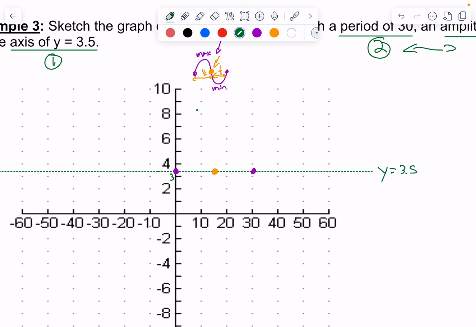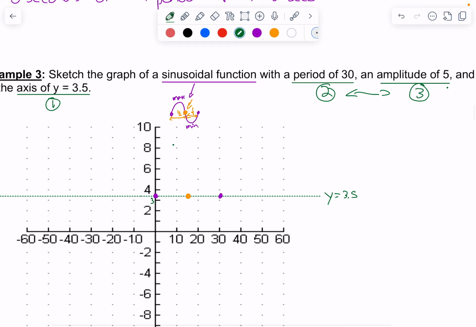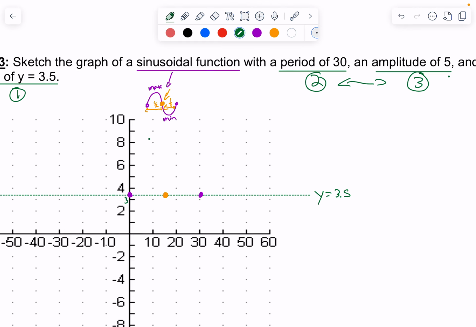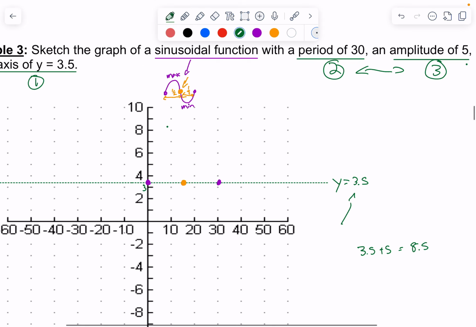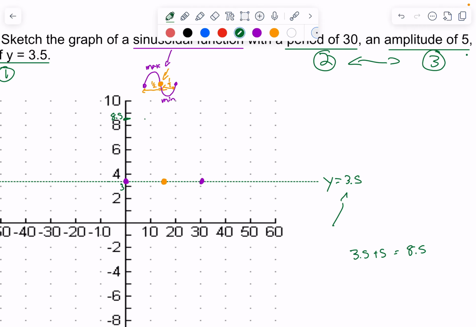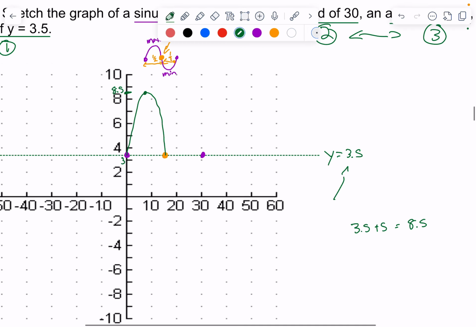We'll now talk about the amplitude. The amplitude says you're going to go 5 up from your axis. So our amplitude is 5 up from this point right here. So 3.5 plus 5 gives you 8.5. So 8.5 is right here. That means halfway between these points, I'm going to go up from my starting point, hit my maximum, and then hit the point that splits the graph in half. And then I'll be going down from this point, 5 units down from this point.